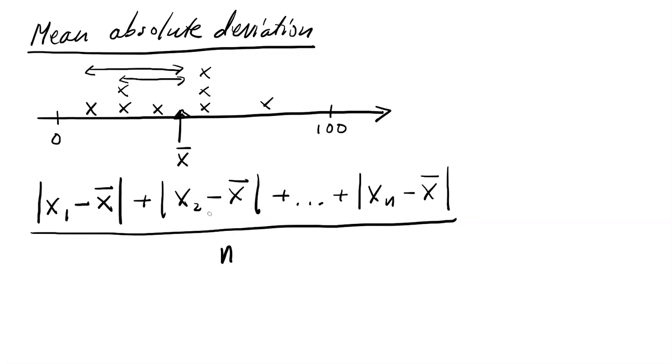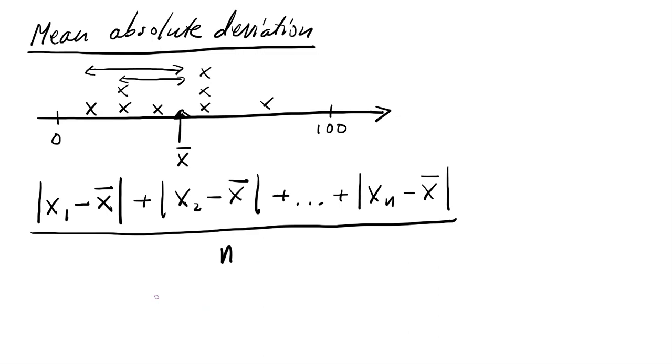So each of these are the distances between each data and the average of the dataset, the middle. If you take all these distances and take the average of those, I get an average distance that the data are from the middle, and that is called mean absolute deviation.